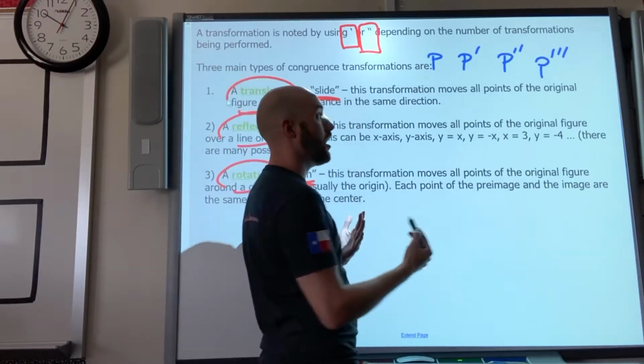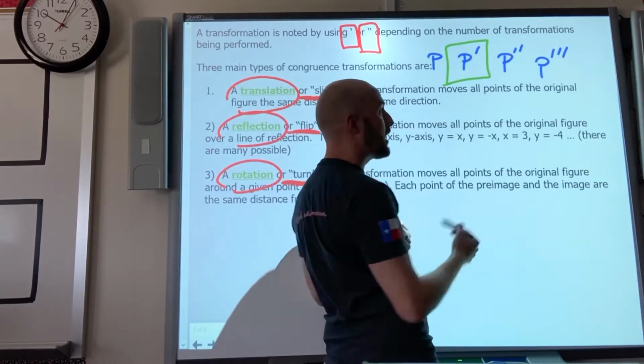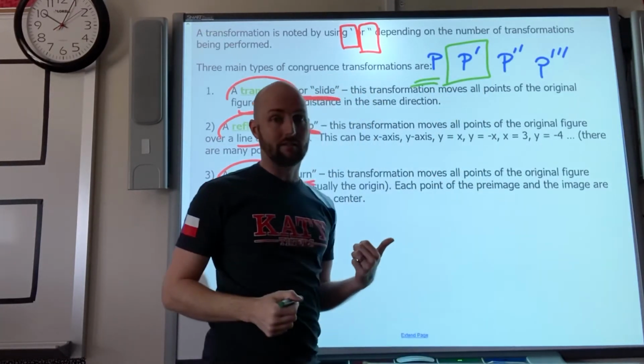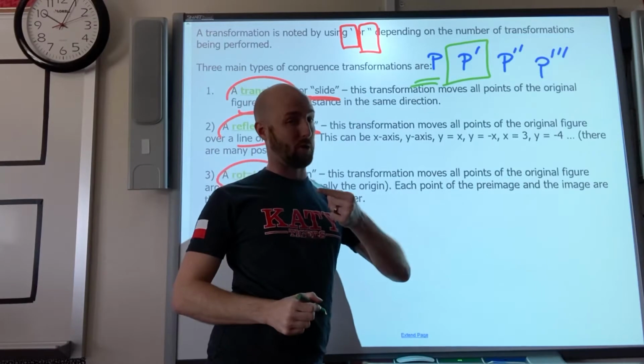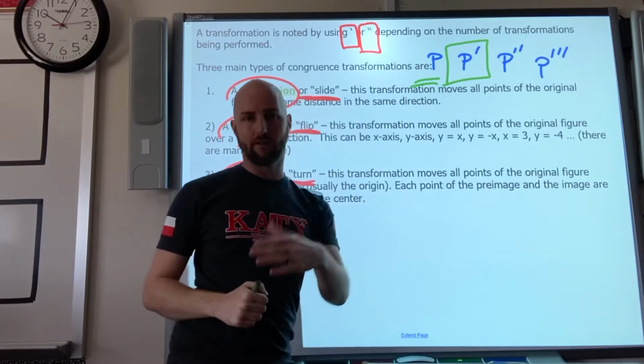If I tell you in the problem, here's the location of P prime, tell me where P is, then I understand, oops, I need to go backwards. So that notation would be important in a situation like that.